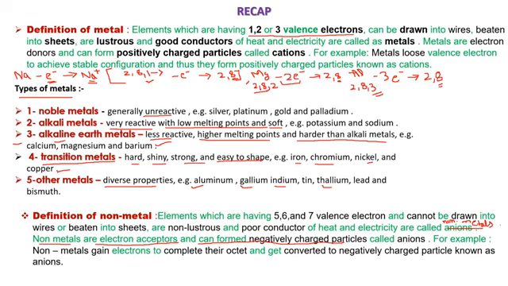So definitely if they are gaining more electrons, the charge will become negative, and negatively charged atoms are known as anions. For example, non-metals gain electrons to complete their octet. In the case of metals, we have seen that they are losing electrons to obtain their octet state, and non-metals are gaining electrons to obtain their octet state.